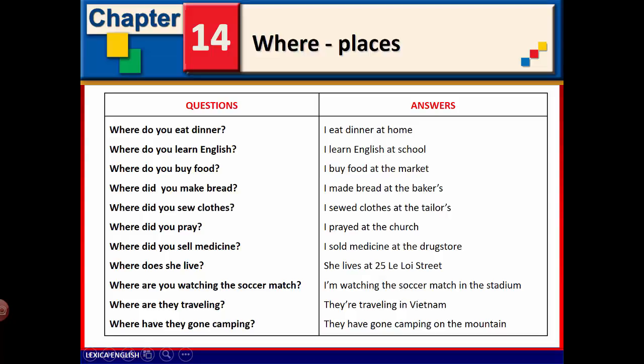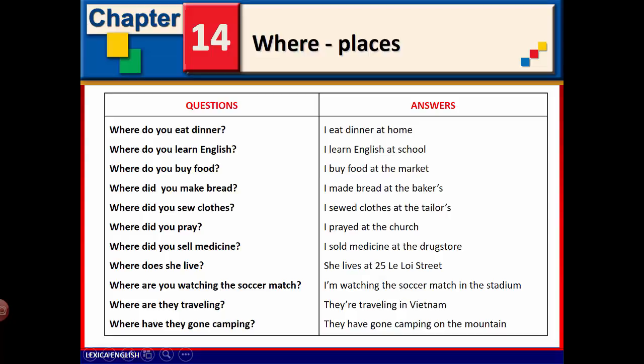Where does she live? She lives at 25 Lillard Street. Where are you watching the soccer match? I'm watching the soccer match in the stadium.